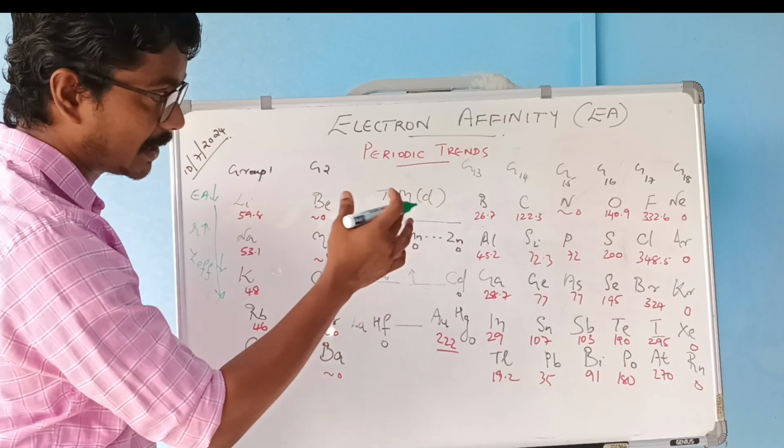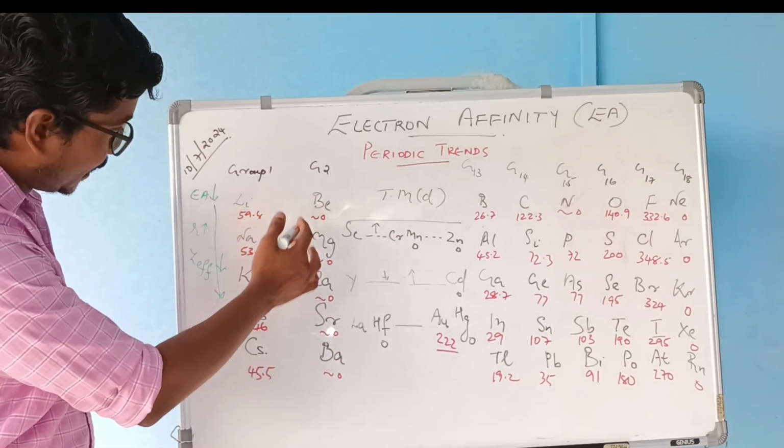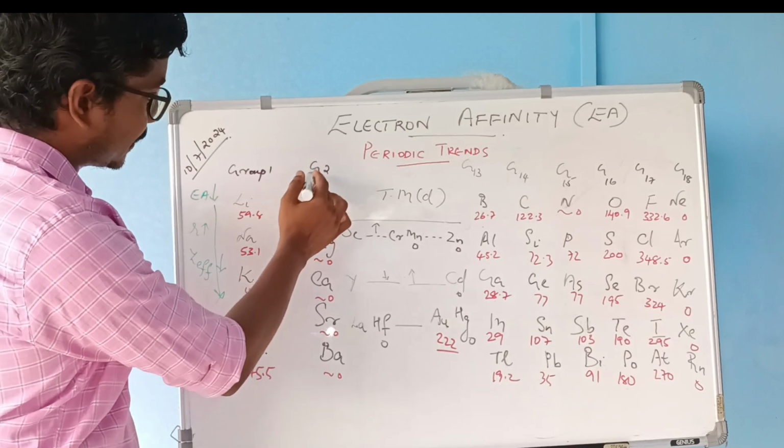But in certain cases, we can see some anomalies. So down a group, the electron affinity decreases. What about the second group?